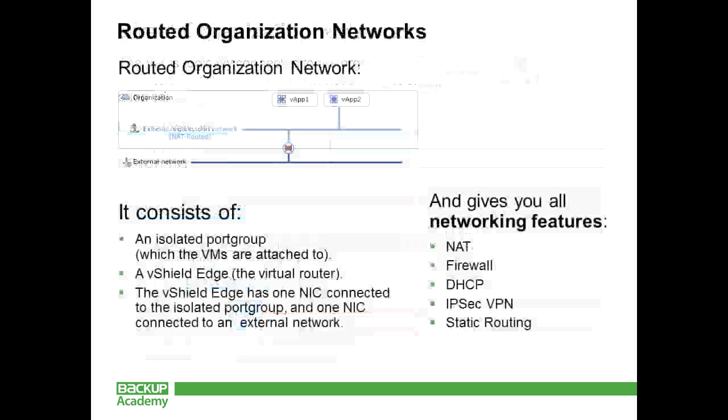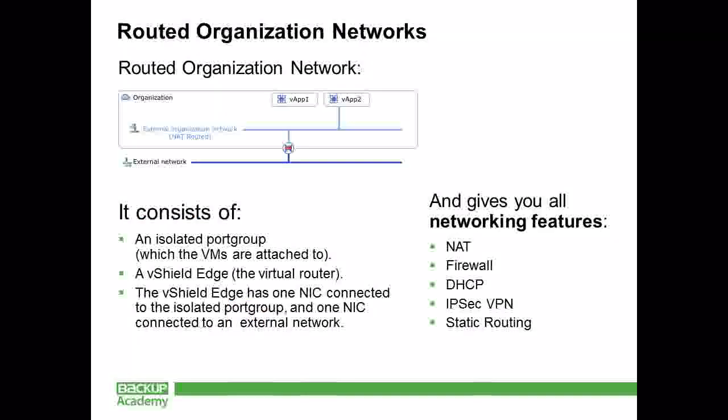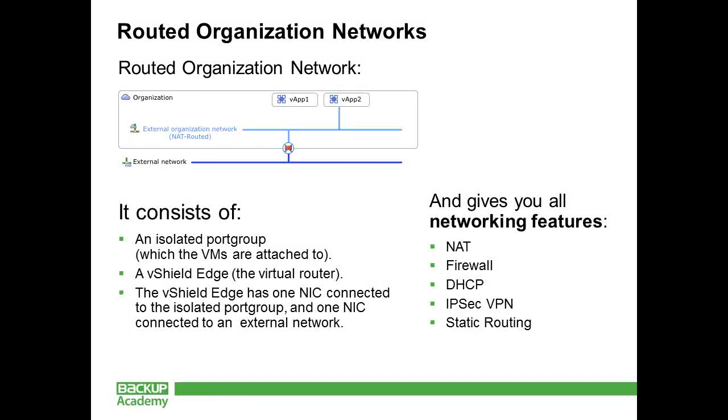Now a routed organization network has in place a vShield Edge, which is used as the virtual router or the virtual gateway. That has a NIC connected to the isolated port group and a NIC connected to the external network, and it routes the traffic through the edge device. You have multiple services available to the organization network, so NAT, firewall, DHCP. You can do SSL VPN connections, static routing.